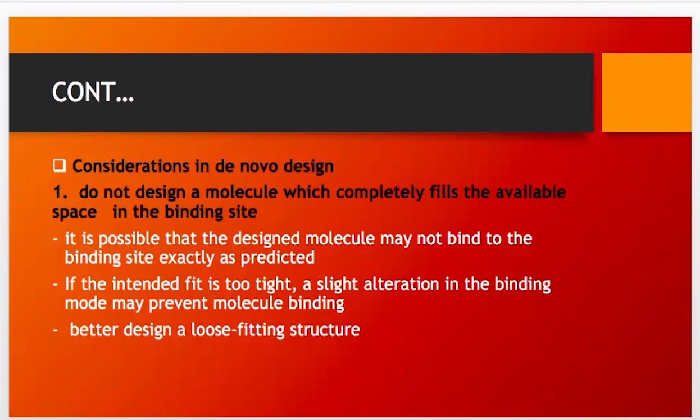Okay. So what are some of the things that you need to consider as we are doing this de novo design? The first thing is do not design a molecule which completely fits the available space in the binding site. Why shouldn't you do that? This is because if you design a compound that is able to fit completely in the binding site, it will mean that it gives you no room for lead optimization. Because if you do some lead optimization by adding other substituents, the structure will not be fitting well in your target site. So that is not advisable. You need to make a structure that will be loose fitting so that you can make different alterations.